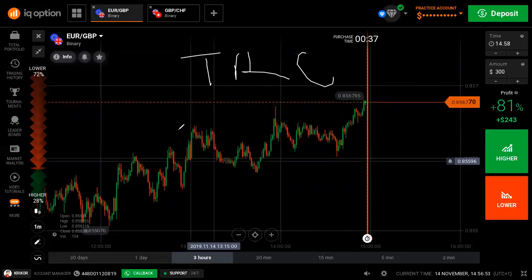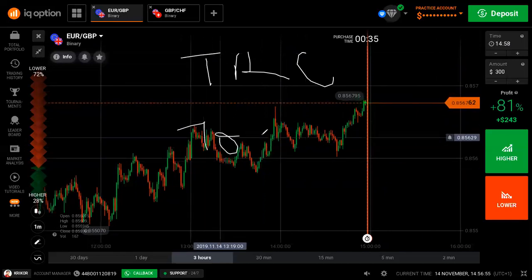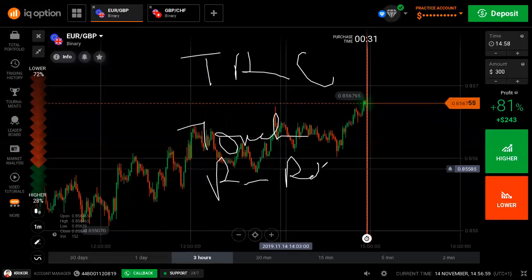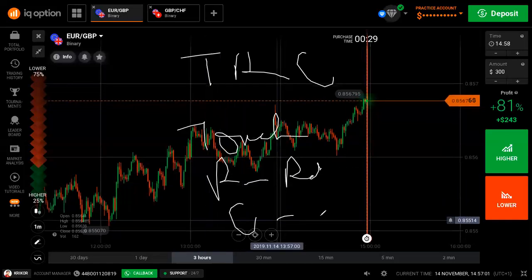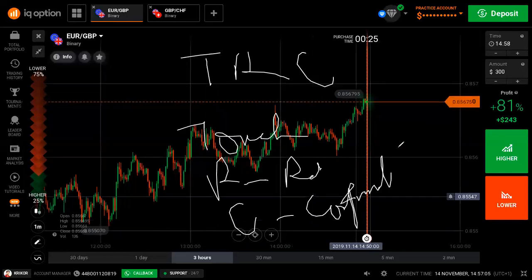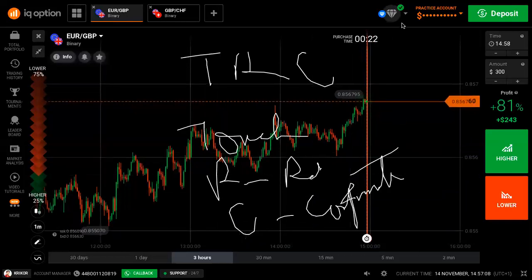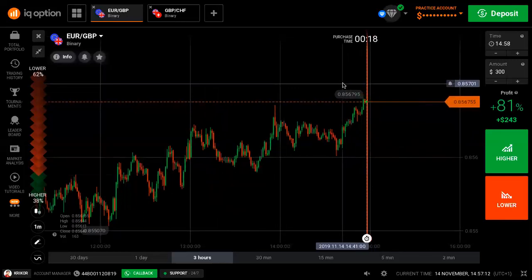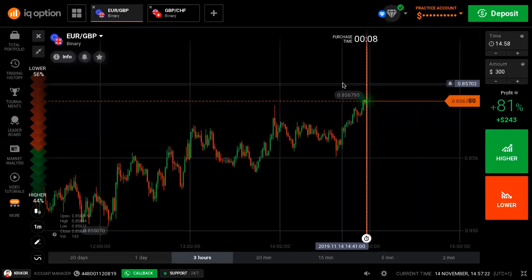TRC. T is touch. R is reversal candlestick. C is confirmation. Okay? Now, how do you apply it? I will just give you a little, then we continue. How do you apply TRC?